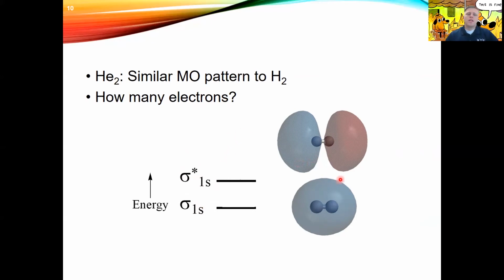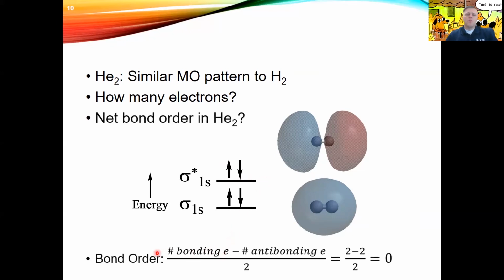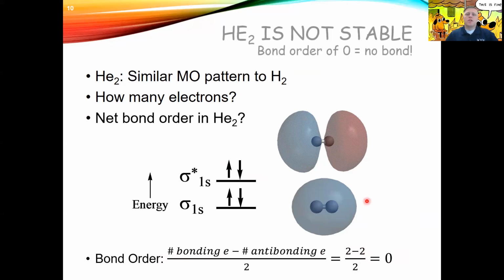Well, each helium is going to be coming with 2 electrons. And so when those get put into the molecular orbitals, you're going to put 2 electrons in the bonding and 2 in the antibonding orbitals. What that means is when we calculate our bond order, we're going to have 2 bonding electrons minus 2 antibonding electrons divided by 2, which equals 0. So if you have a bond order of 0 between 2 atoms, you get an unstable molecule, one that's just going to fall apart.